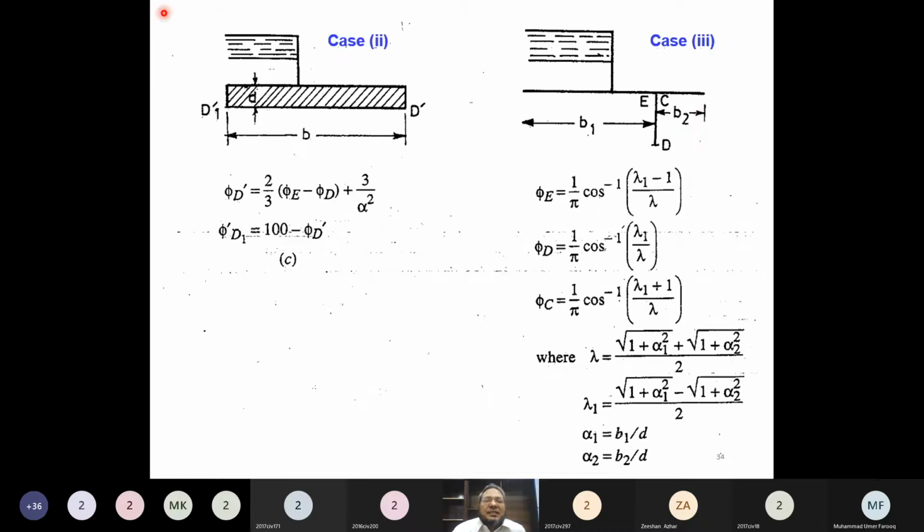And then this was case 2, in which, instead of negligible thickness of the concrete floor, there is a thickness of concrete floor equal to small d. Then how can you compute the uplift pressure here and the uplift pressure at point D1 dash? And the same is the case here: how can you compute the uplift pressure at point E, point D, and point C from here?